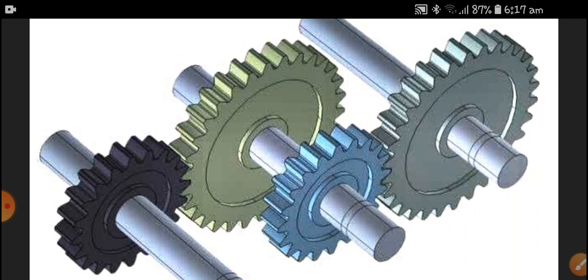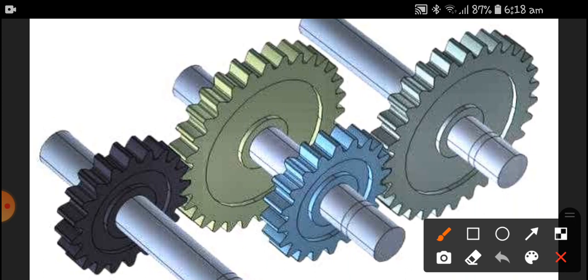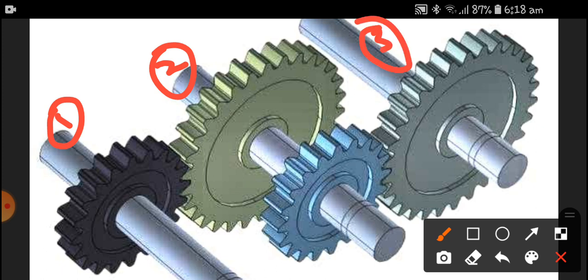The gear train is, when we say this is a simple gear train, shaft 1 and shaft 2 are called a simple gear train because if shaft 1 is the driver, shaft 2 is the driven. When shaft 1 is rotating in a clockwise direction, shaft 2 rotates in an anti-clockwise direction. So this is a simple gear train.